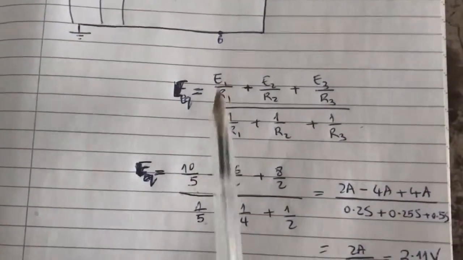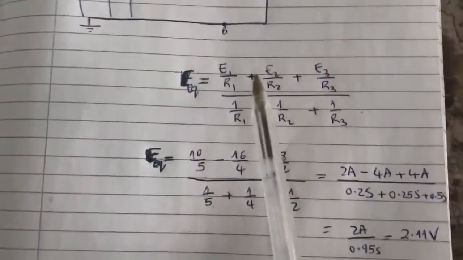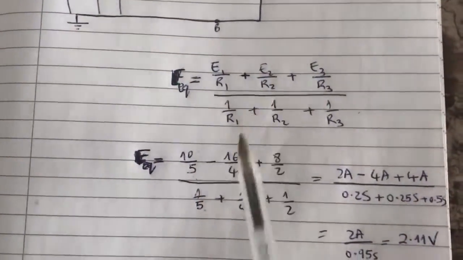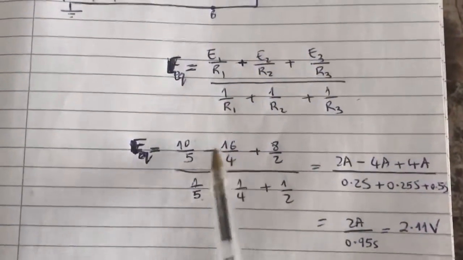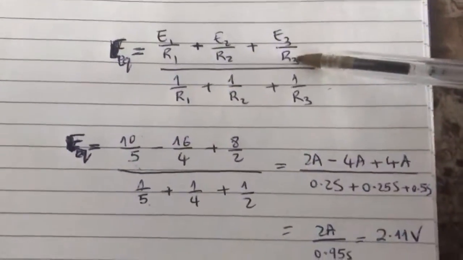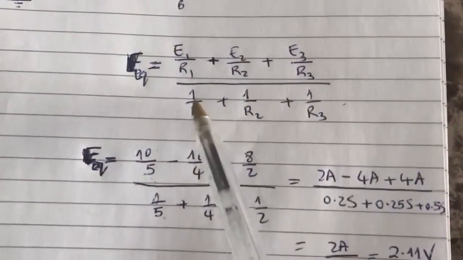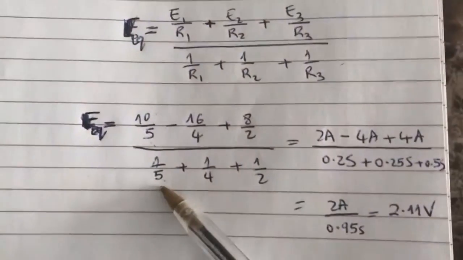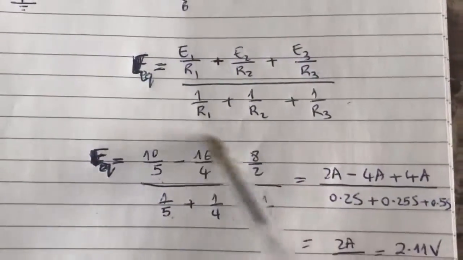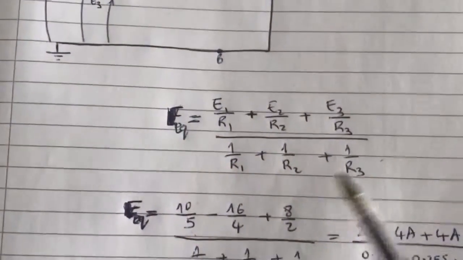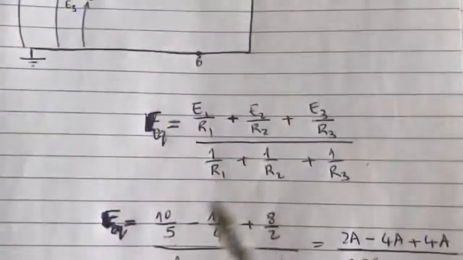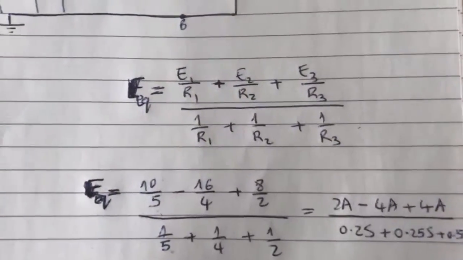When you replace the values, E1 over R1 will be 10 over 5. E2 over R2 will be minus 16 over 4. Minus, why? Because E2 is negative from here. E3 divided by R3 will simply be 8 over 2, divided by the sum of the reciprocals of each resistor. This is an extension of resistors in parallel, so that's why you get 1 over the sum of the reciprocals.